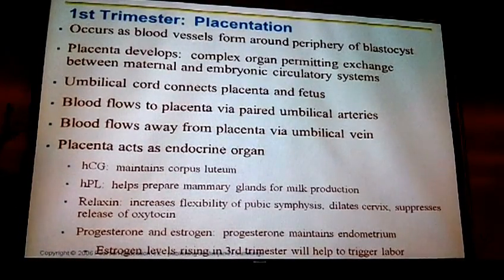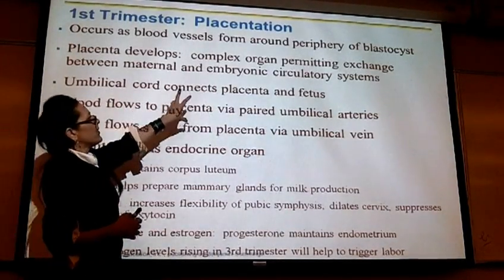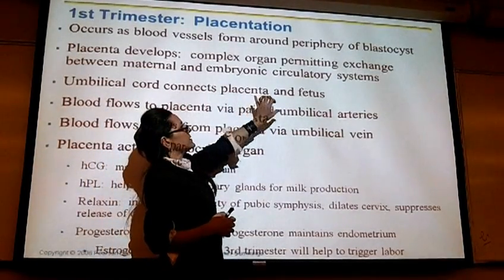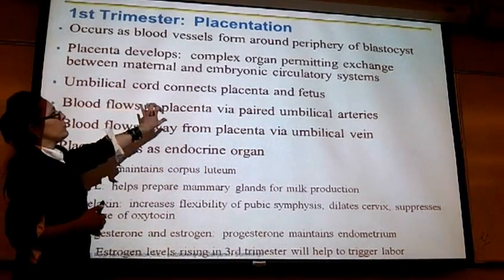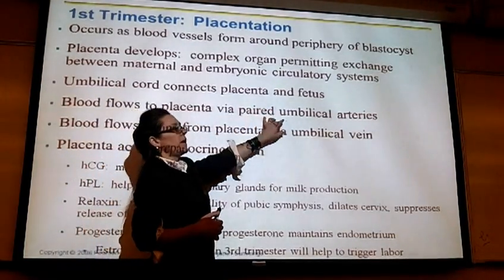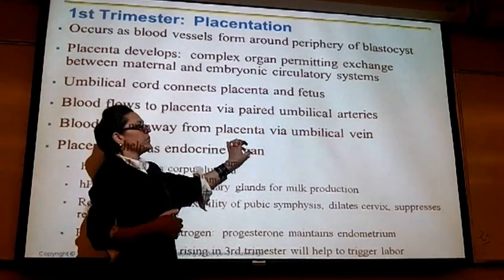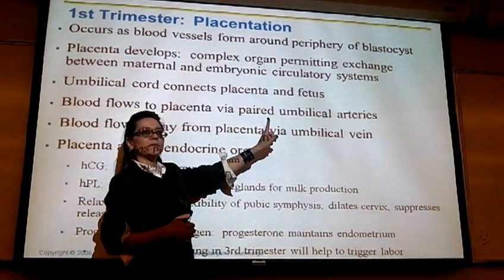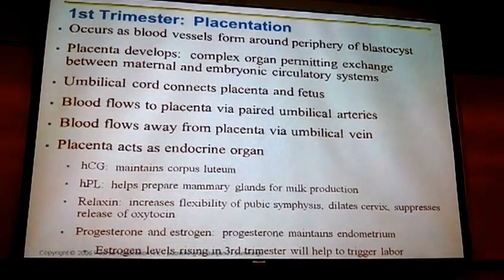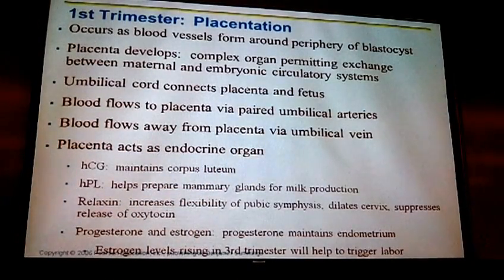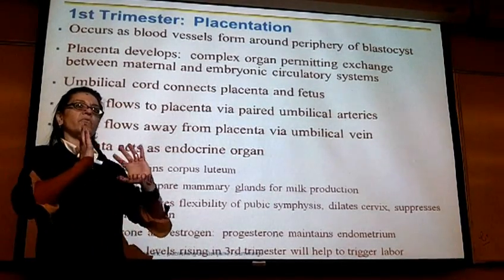And so we're going to have blood vessels that are coming down. We're going to have the umbilical cord that is literally connecting the placenta and the fetus. Blood is going to flow to the placenta through paired umbilical arteries, and then blood will flow away from the placenta via a single umbilical vein. Keep in mind that mom's blood and the fetal blood don't mix. It stays in its own blood vessels.